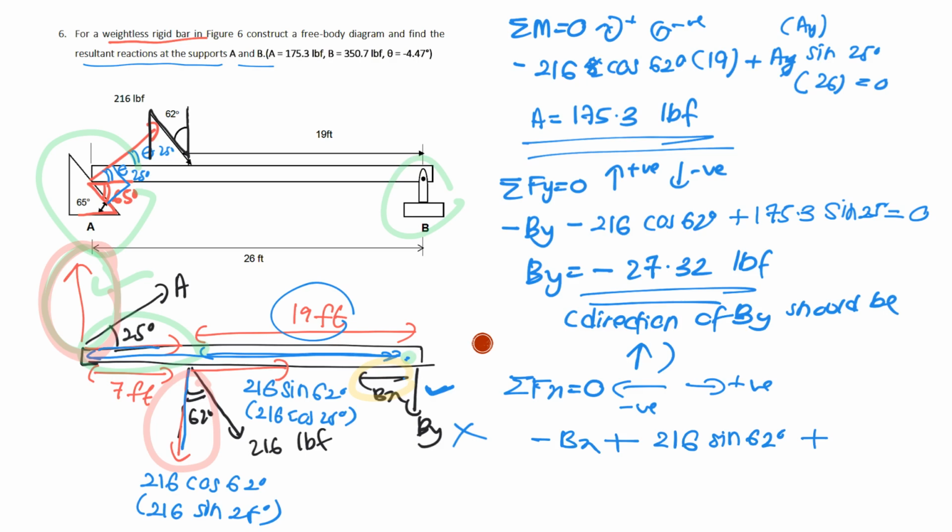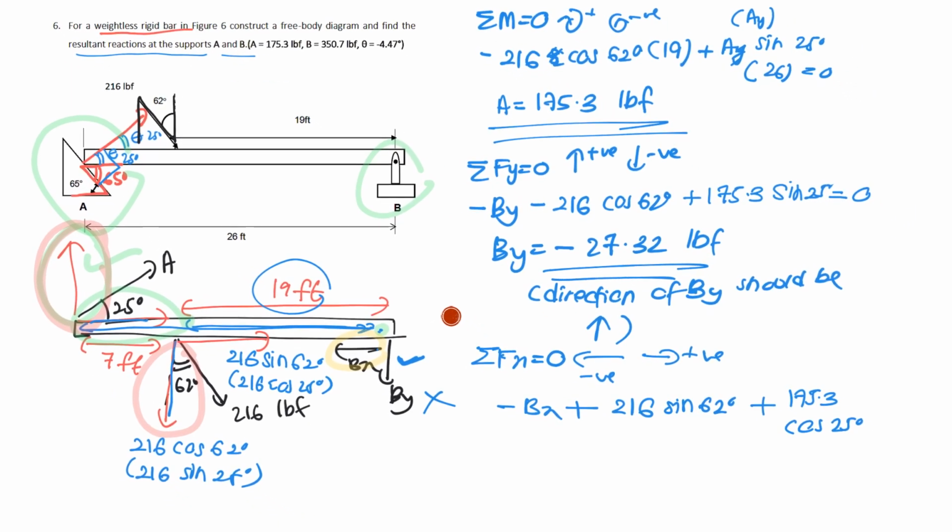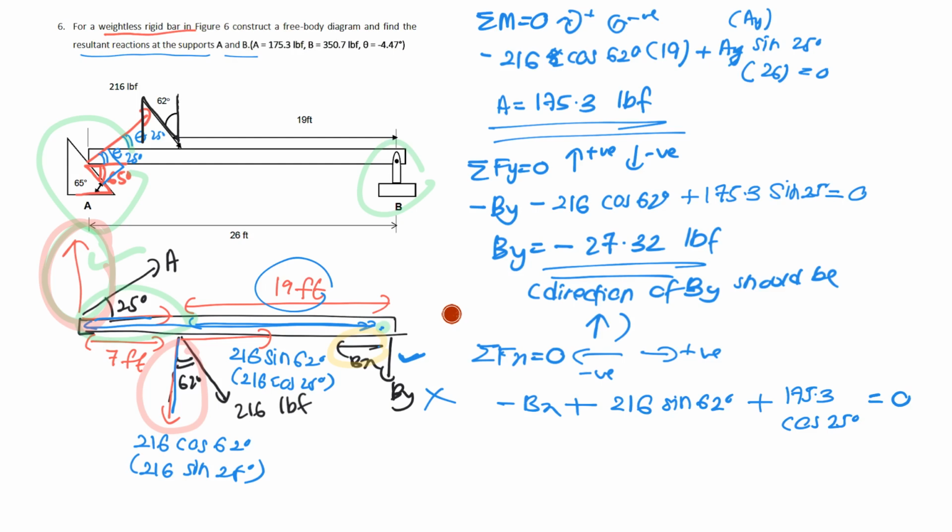also for the A, to the right. So you are going to get here A, I already get the answer, 175.3 cos 25 degree, and then equivalent to 0. So you can find your answer for the Bx, whether my direction is correct or wrong. I need to look at my answer first. 216 sin 62 plus 175.3 cos 25, so I get 349.4.